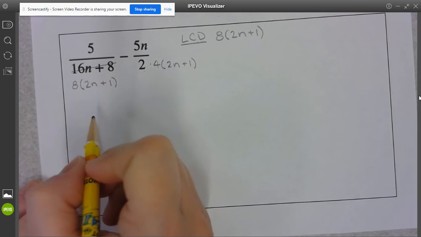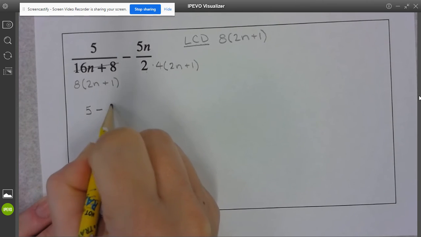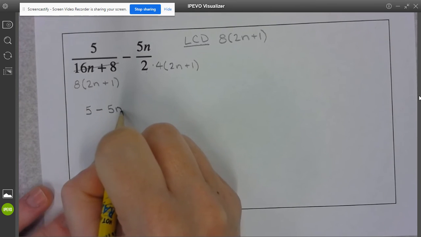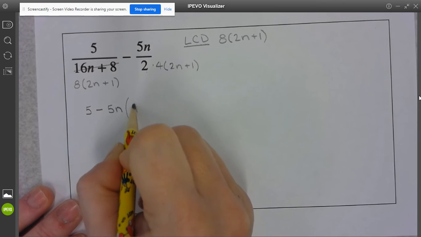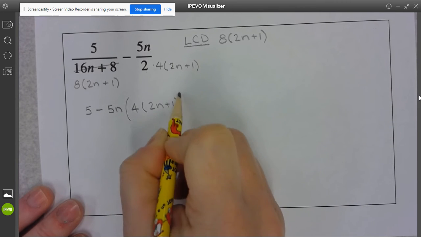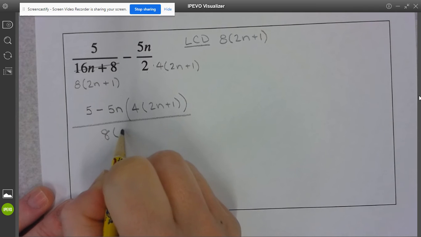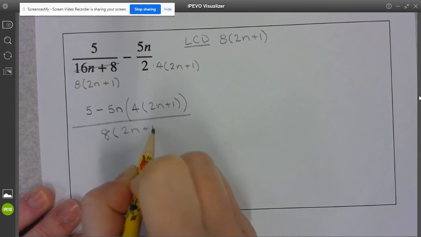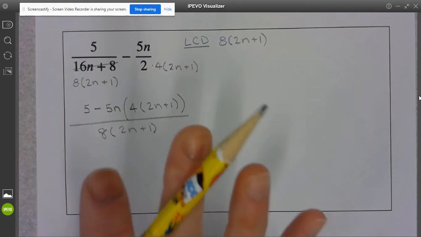So my first numerator is not going to change. It's still going to be 5. And then my second numerator of 5n is going to have to be multiplied by 4 times 2n plus 1. And that's all over 8 times 2n plus 1. Now you can choose to distribute this however you want. It does not matter.